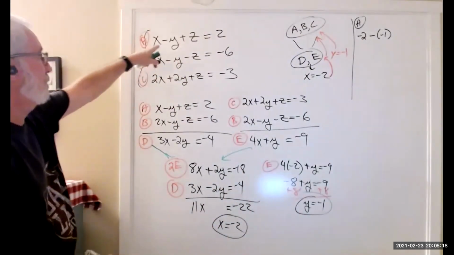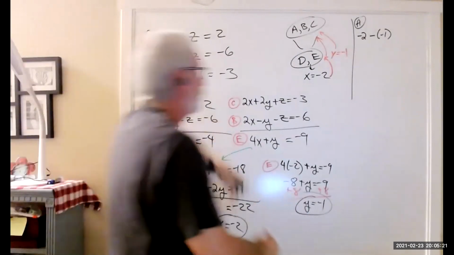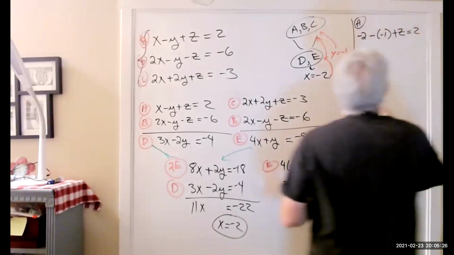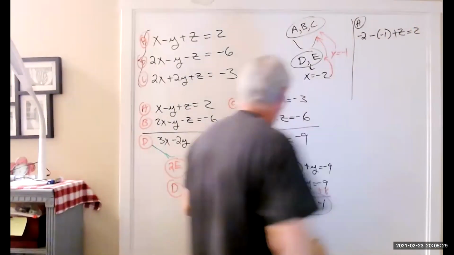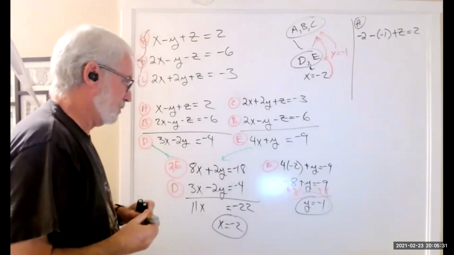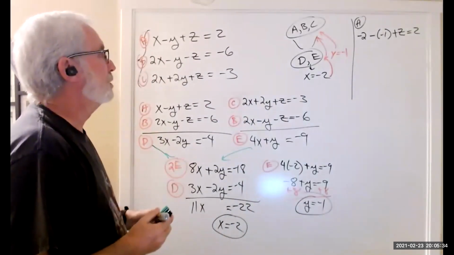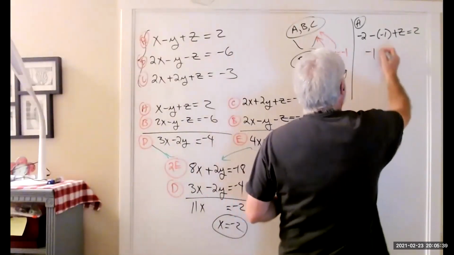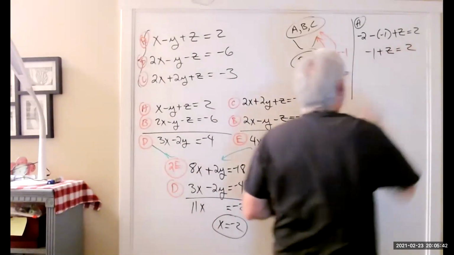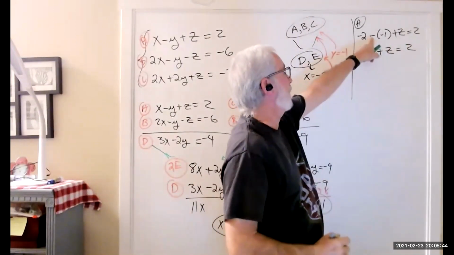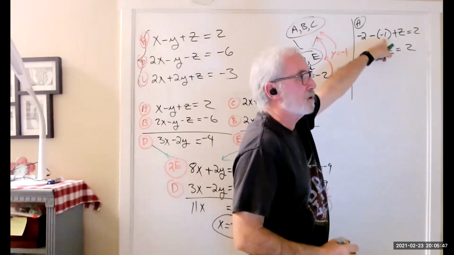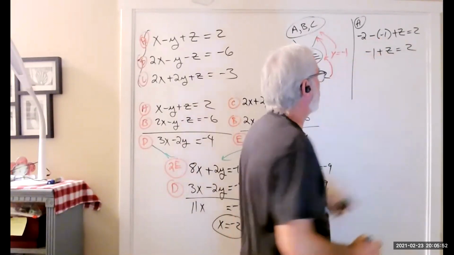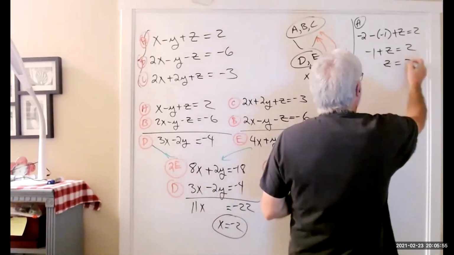So -2 minus (-1) plus Z equals 2. Notice my use of parentheses. So I have -1 plus Z equals 2, because again, we're back to minus is plus. So -2 plus 1 is -1. Add 1 to both sides, we get Z is 3.